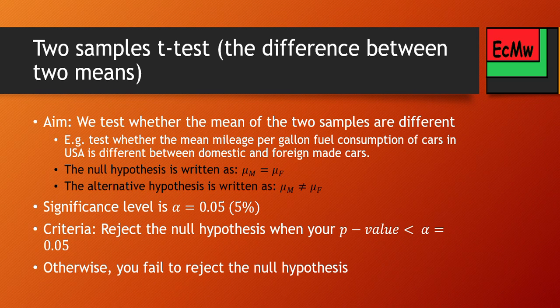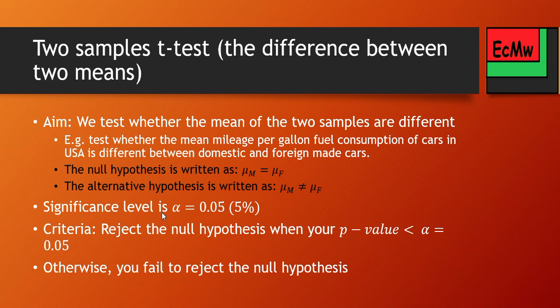So I want to test whether cars made in America or cars made outside America have the same fuel consumption in mileage per gallon. So the null hypothesis states that the mean consumption of fuel is not different for cars made in USA and cars made outside USA, while the alternative says that the mean fuel consumption is different for cars made in USA and cars made outside USA. We want to test at the 0.05 significance level, or 5% significance level.